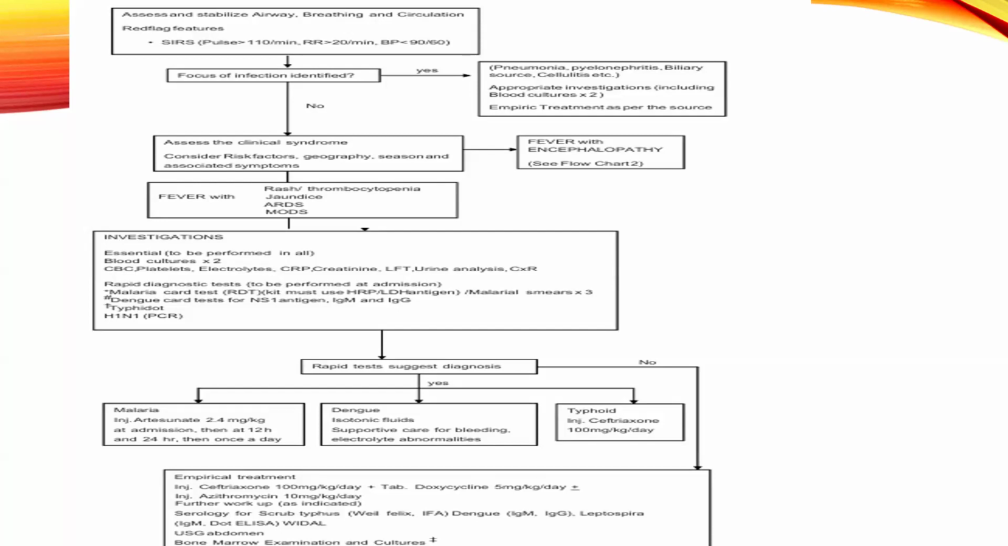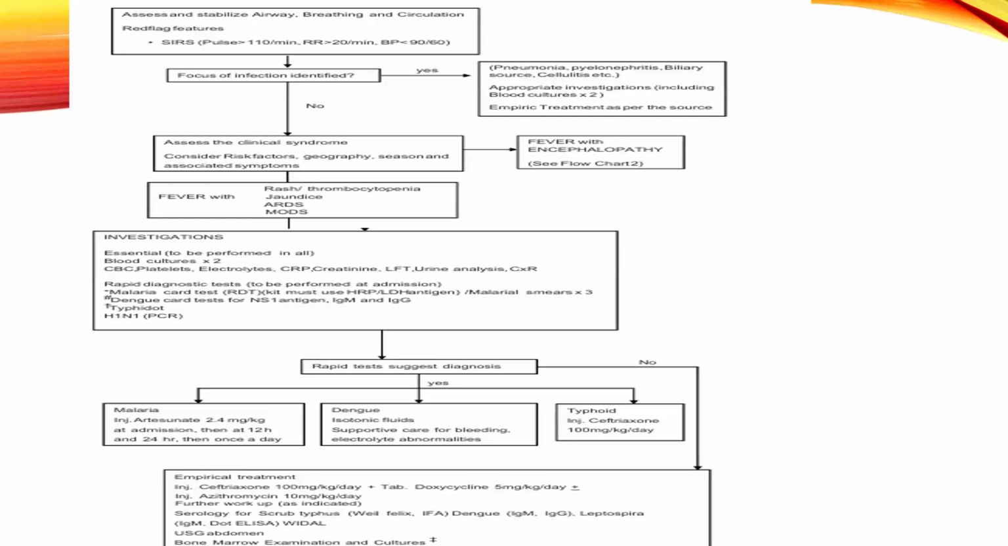Then conduct rapid diagnostic tests like malaria card test, dengue card test for NS1 antigen, IgM, IgG, typhoid, and H1N1. If a rapid test suggests the diagnosis, then treat accordingly. If it is positive for malaria, start injection artesunate 2 to 4 mg per kg at admission, then at 12 hours and then 24 hours, once a day. If it is dengue, start appropriate fluid therapy and consider supportive therapy for bleeding and electrolyte abnormality. If it is positive for typhoid, then consider giving injection ceftriaxone 100 mg per kg per day.